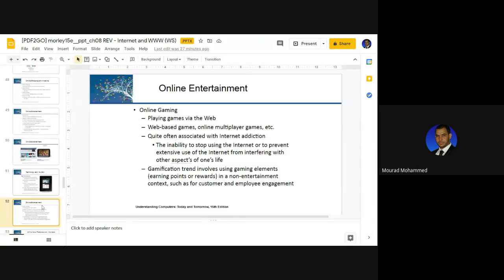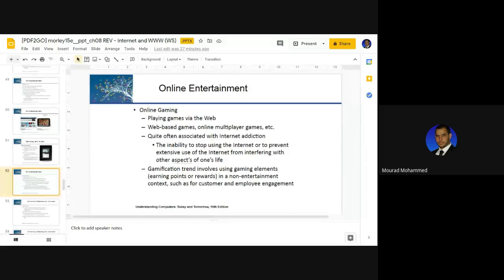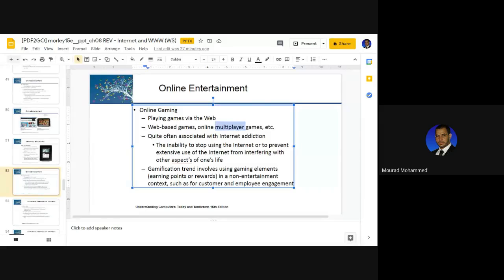This is a very famous activity they can do for entertainment and leisure on the internet, which is gaming. You may play games on the internet, either individually or in a multiplayer framework. In all cases, you can go for gaming online.